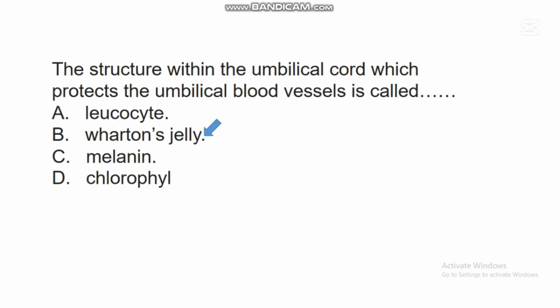The primary function of the umbilical cord is to house the blood vessels that will supply the embryo or the fetus nutrients from the placenta. But within the umbilical cord, there is a structure called Wharton's jelly. This Wharton's jelly offers protection to the blood vessels within the umbilical cord.